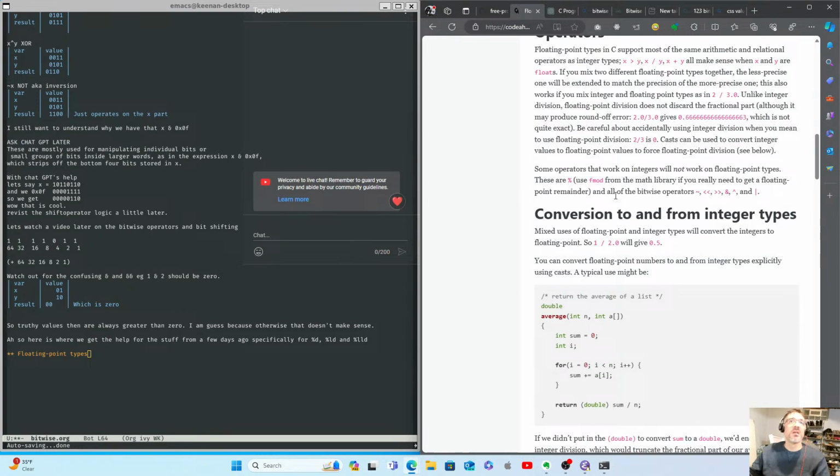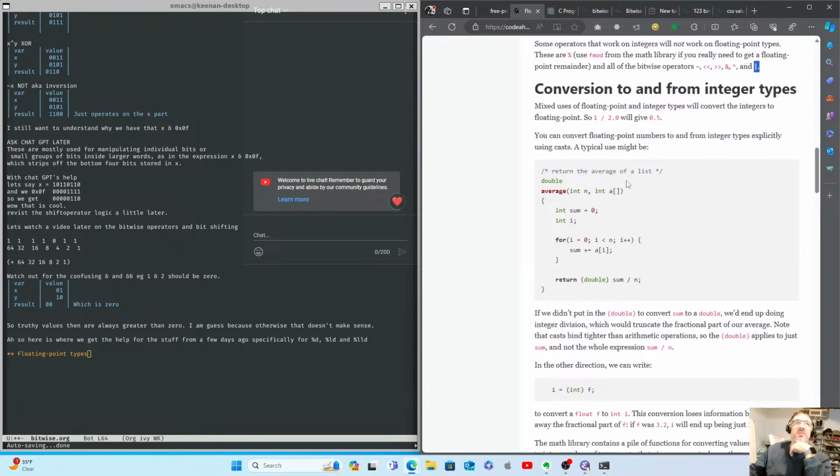See below. Some operators that work on integers will not work on floating point types. These are modulo, so use fmod from the math library if you really need to get a floating point remainder, and all of the bitwise operators: not, left shift, right shift, and, XOR, and OR. Conversion to and from integer types.